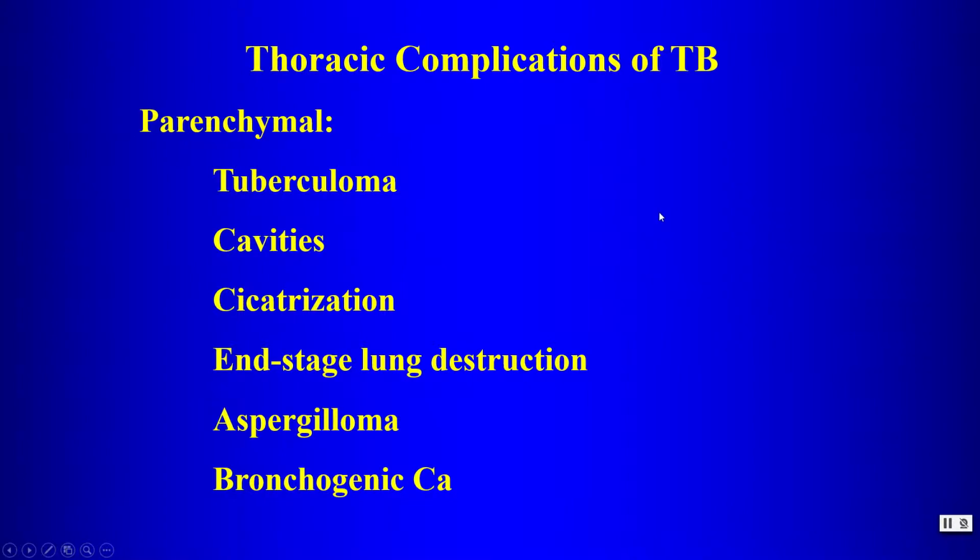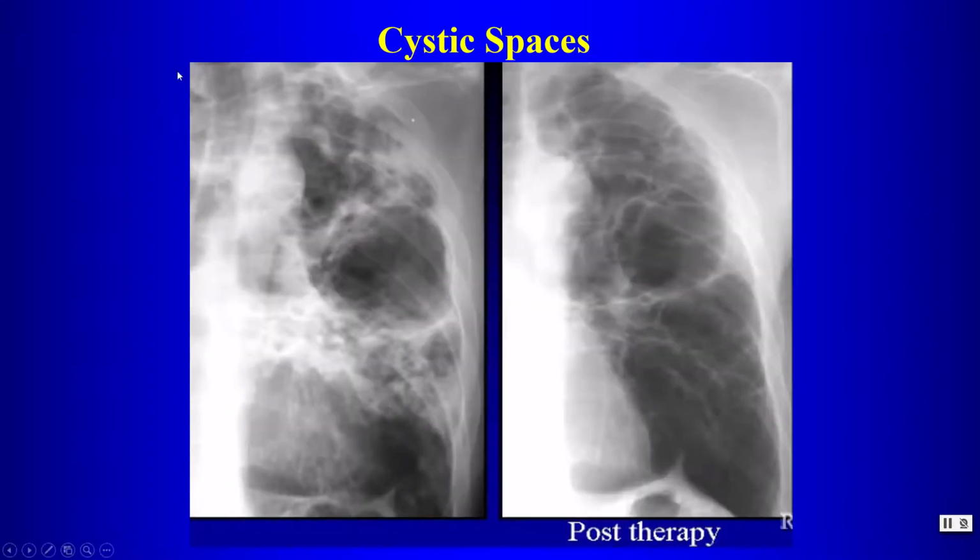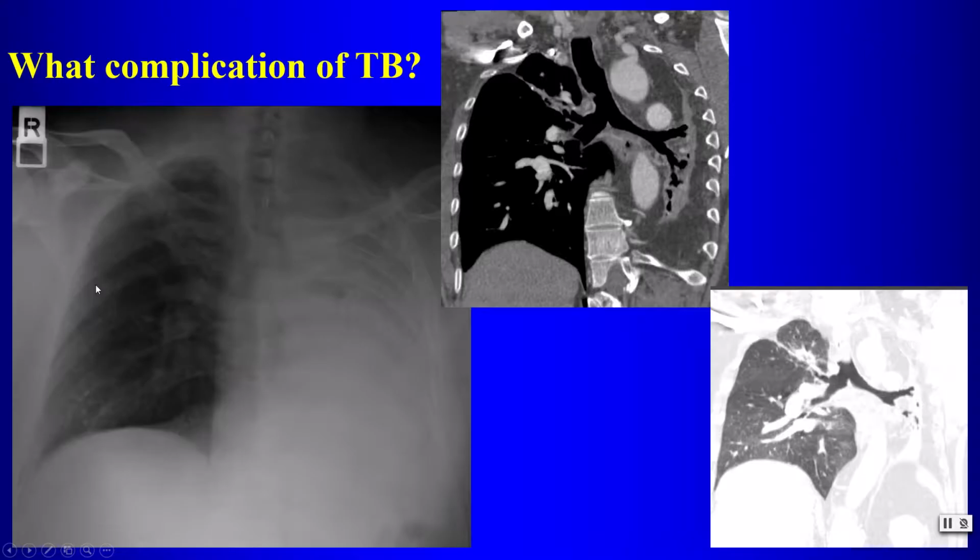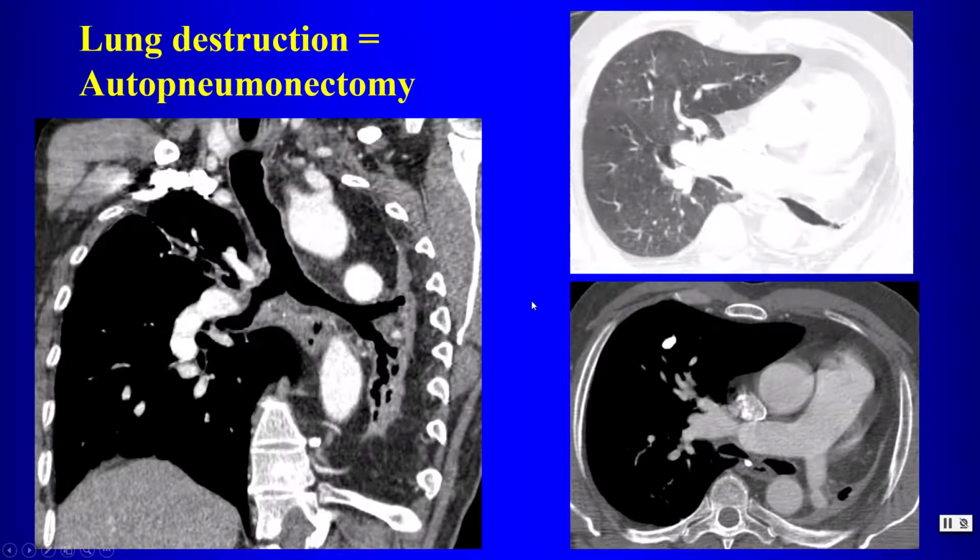Other complications of TB: we can see various parenchymal complications of tuberculosis. We can have these cystic spaces as a result of scarring from tuberculosis. Here there are some parenchymal opacities, and after therapy the parenchymal opacities have improved, although these cystic spaces remain. What complication of tuberculosis is this? There is a term for this when the entire lung is completely destroyed and scarred down. Here you can see that the entire lung is scarred down and you have all of this extrapleural fat here. So this is called autopneumonectomy. When there's complete destruction of a lung from tuberculosis, the term for that is autopneumonectomy.